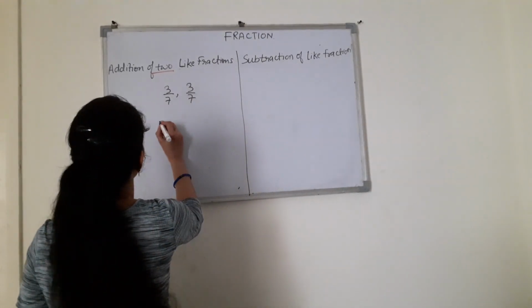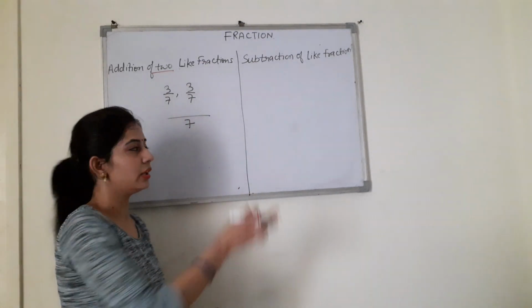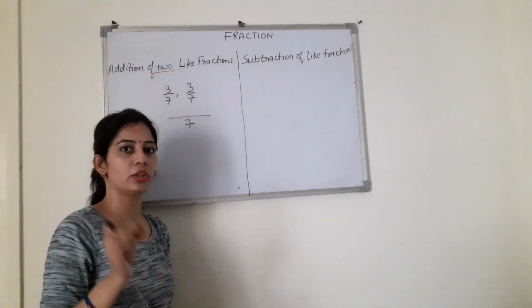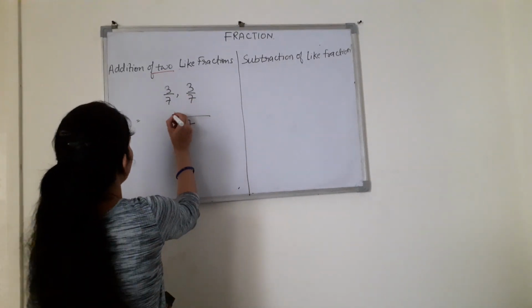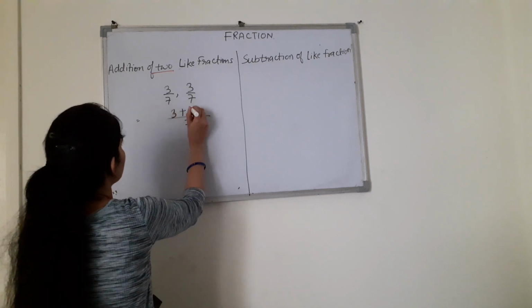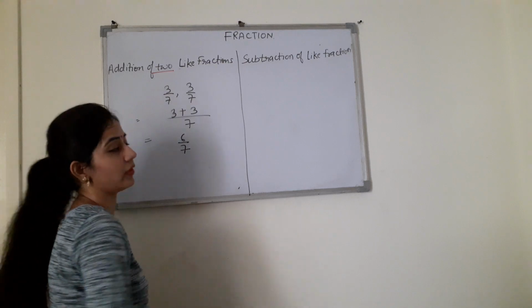Okay, so we will write 7 only one time. We can say we will write the denominator only once, and then what we have in numerator, write them, that is 3 plus 3. So that is 6 by 7.